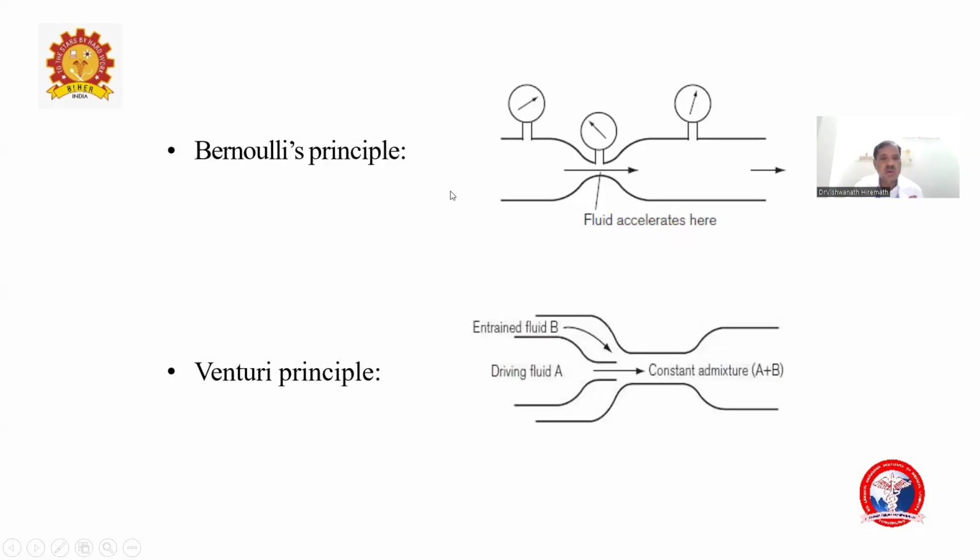Venturi mask uses the Bernoulli principle. Whenever gas flows through a constricted portion, the pressure will fall and there will be entrainment of gases. The driving fluid passes through the constriction, the pressure falls, so there will be entrainment of the surrounding gases.